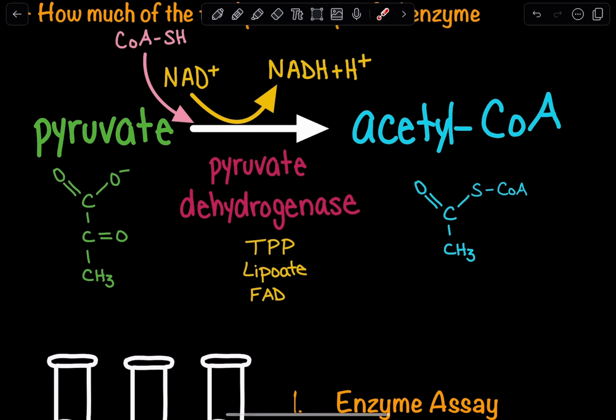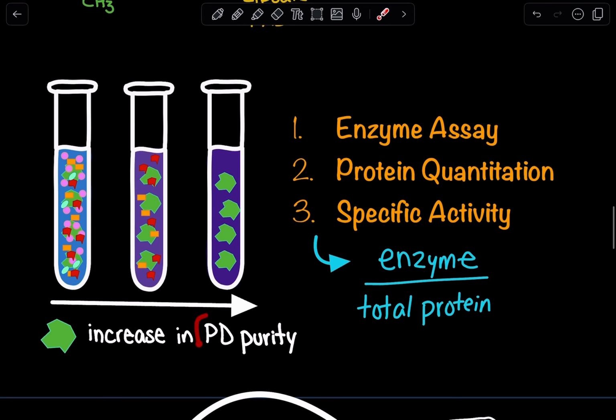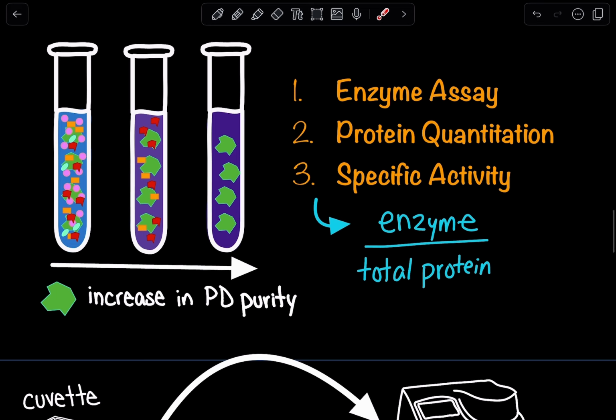So once we have that enzymatic assay and we have determined that we for sure have pyruvate dehydrogenase because we've detected enzymatic activity, the next step is to quantify how much protein we started off with and how much protein we ended off with. Because remember, an enzyme is simply a protein, and we want to determine how much of the protein that we have isolated is actually the enzyme itself. And that is when specific activity comes into play.